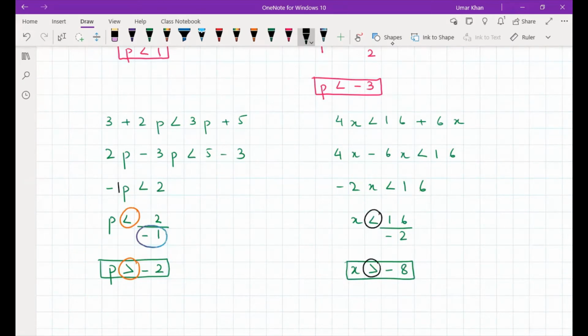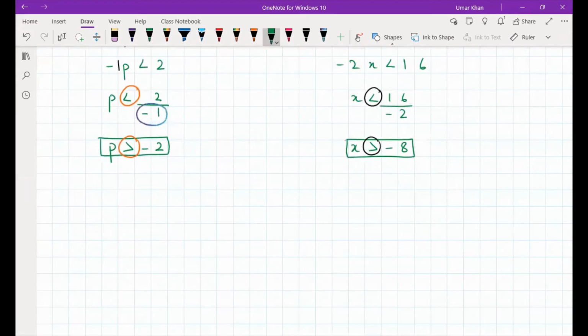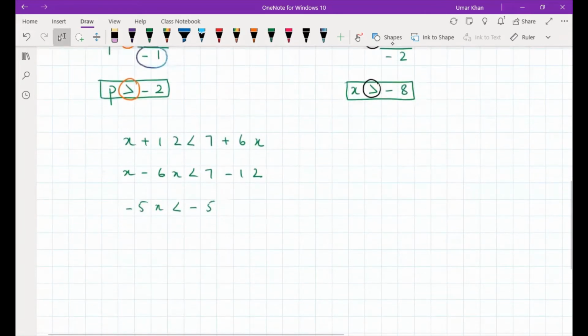Okay, how about this one now? Let's see. x plus 12 is less than 7 plus 6x. So we have 6x, take it on the other side, x minus 6x less than 7 minus 12, minus 5x is less than minus 5. Take minus 5 on the other side in the same way. So x will be less than minus 5 divided by minus 5. Now just see the trick over here.